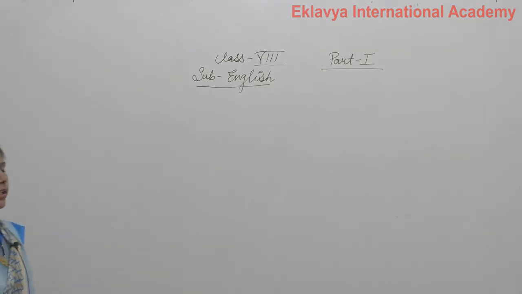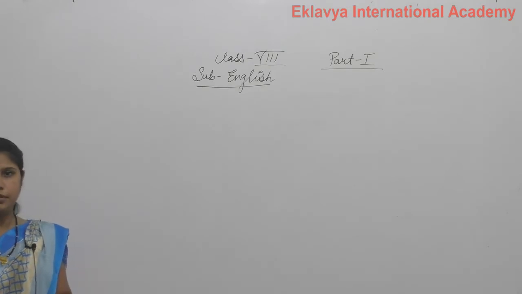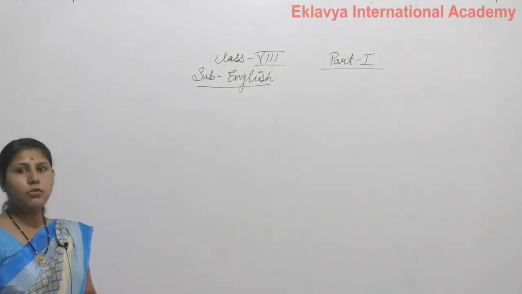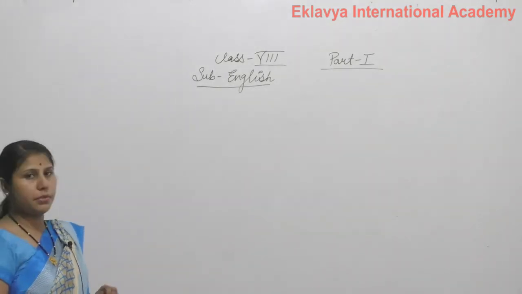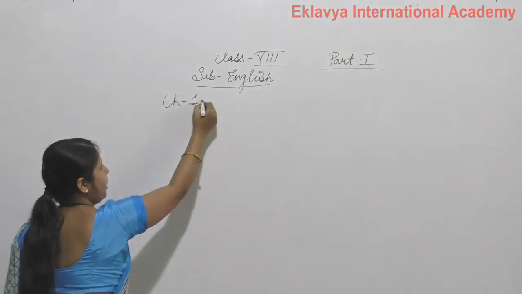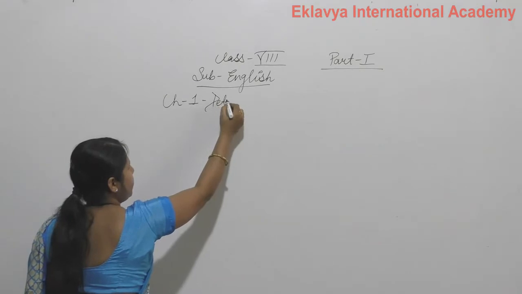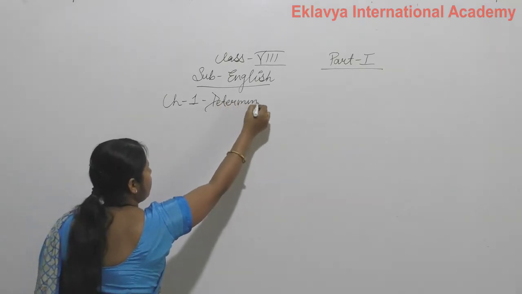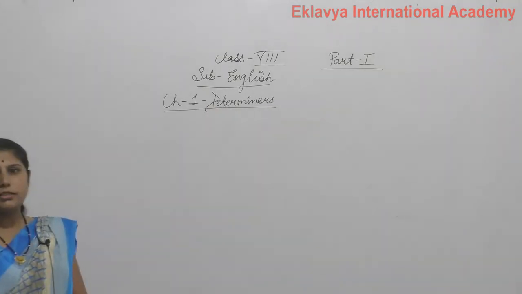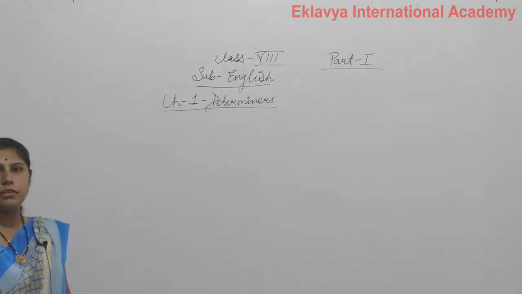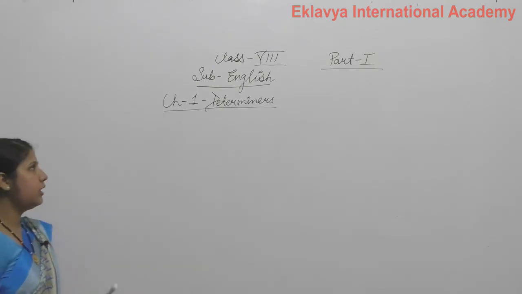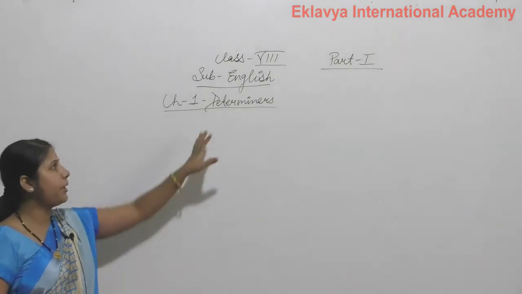So today we start our English grammar. In the previous class we discussed the English reader. Now we start English grammar chapter number 1, that is determiners. Everyone note down this chapter in a separate grammar notebook, a fair notebook. Now let's start our topic, determiners.